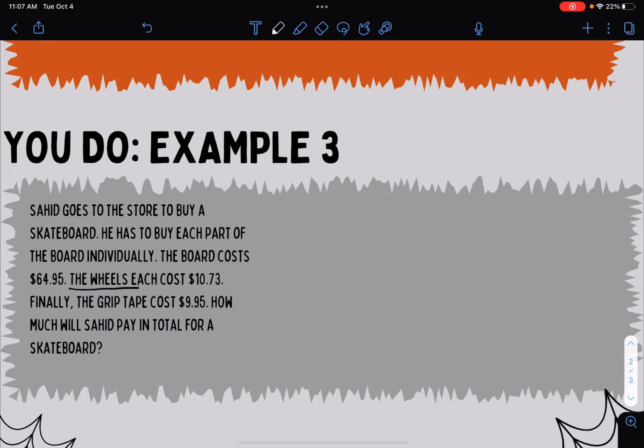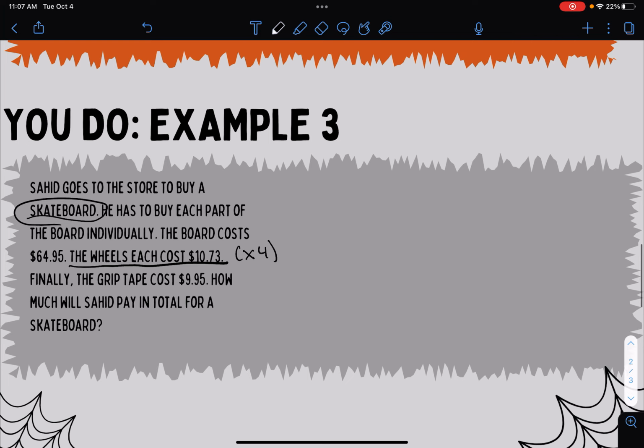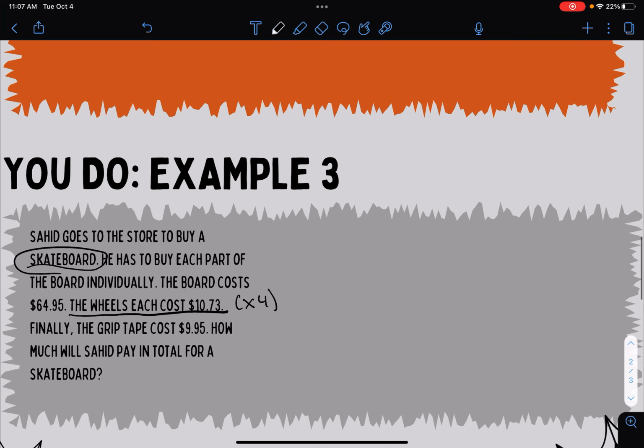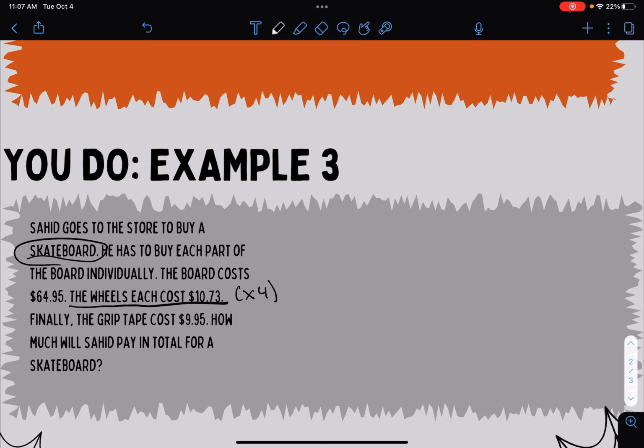So think about it here. It says the wheels each cost $10.73. How many wheels does a skateboard have? Because it's talking about a skateboard. That's right. It has 4 wheels. So that would be 4 times. Okay? But that's not all you're doing. You need to read the problem. Okay? I'm helping you with that. All right. So finish off the you do and then go ahead and start on your independent practice.